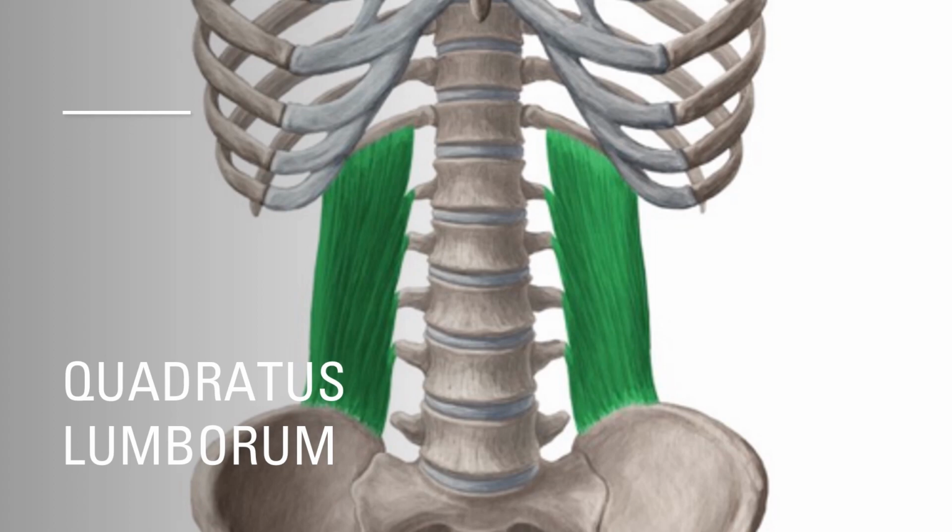As we can see in the picture, we have two muscles located on both sides of the body. So when both contract simultaneously, we're going to see the extension action. However, if only one is activated, we're going to see lateral flexion of the trunk.